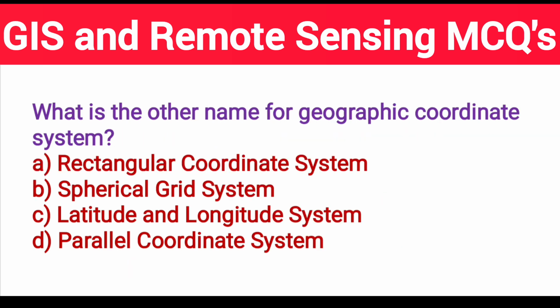Next question, what is the other name of geographic coordinate system? Option A, rectangular coordinate system. Option B, spherical grid system. Option C, latitude and longitude system. Option D, parallel coordinate system. So the correct answer is option B, spherical grid system.